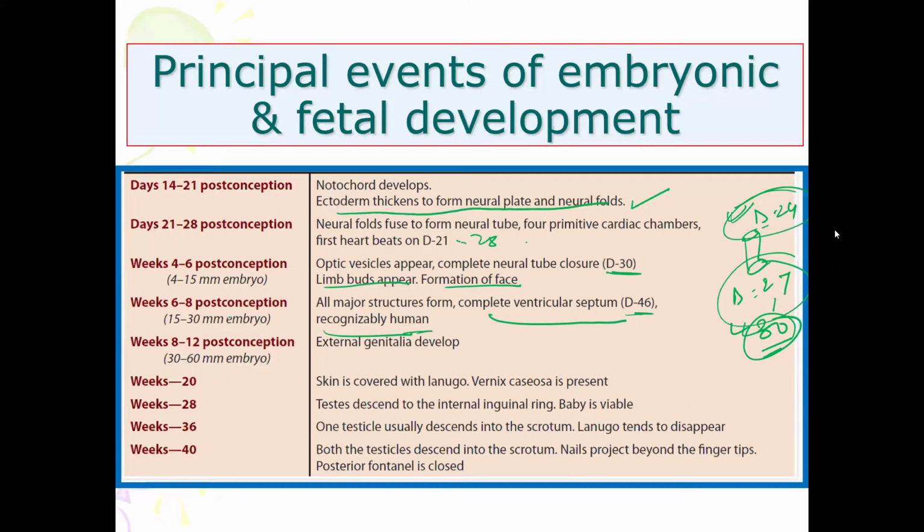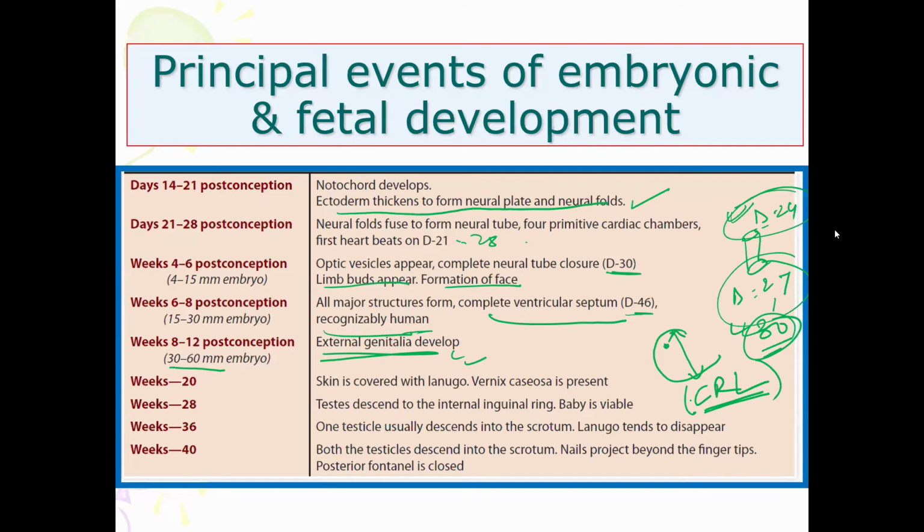From 8 to 12 weeks post conception, when the embryo size is around 30 to 60 millimeters, the external genitalia develop. We call this embryo size the crown rump length, because we measure from the crown to the coccyx. In ultrasound we measure CRL, which is basically the size of the embryo.